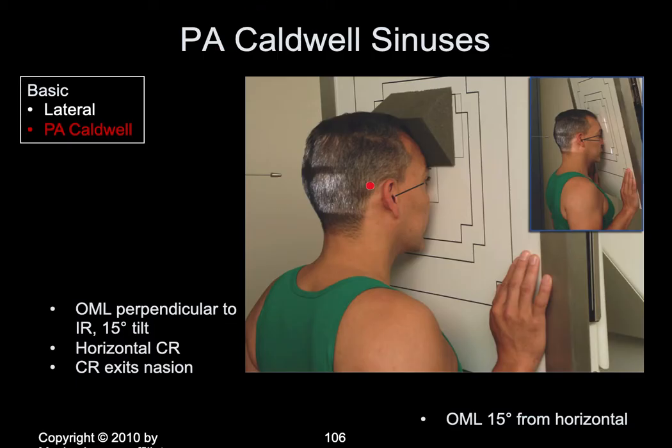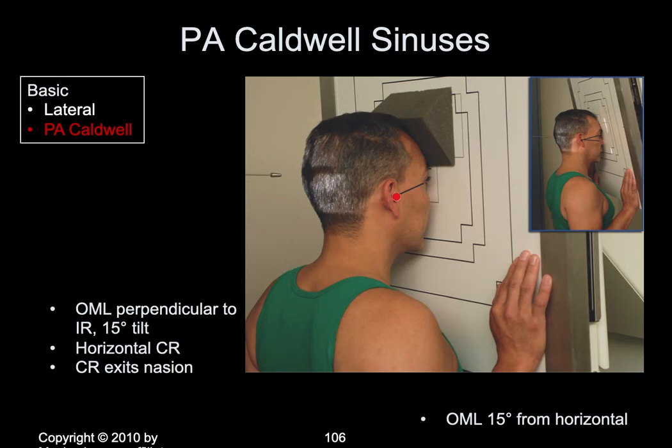PA Caldwell sinuses. OML is perpendicular to the image receptor, okay? So this OML, perpendicular to the image receptor, a 15-degree tilt, okay? So they're tilting the Wall Bucky here. Horizontal central ray. Central ray is going to exit the nasion, okay?